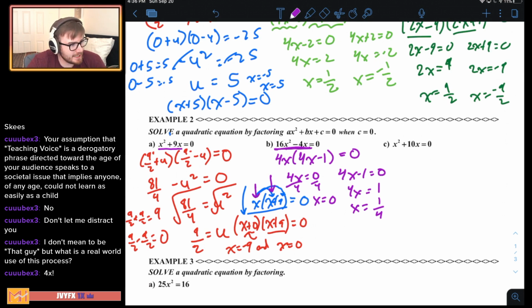I don't mean to be that guy, but what is a real-world use of this process? Many real-life things can be represented by quadratic functions, like the path of a ball, the speed of a car, gravity, stuff like that. Lots of stuff in physics.